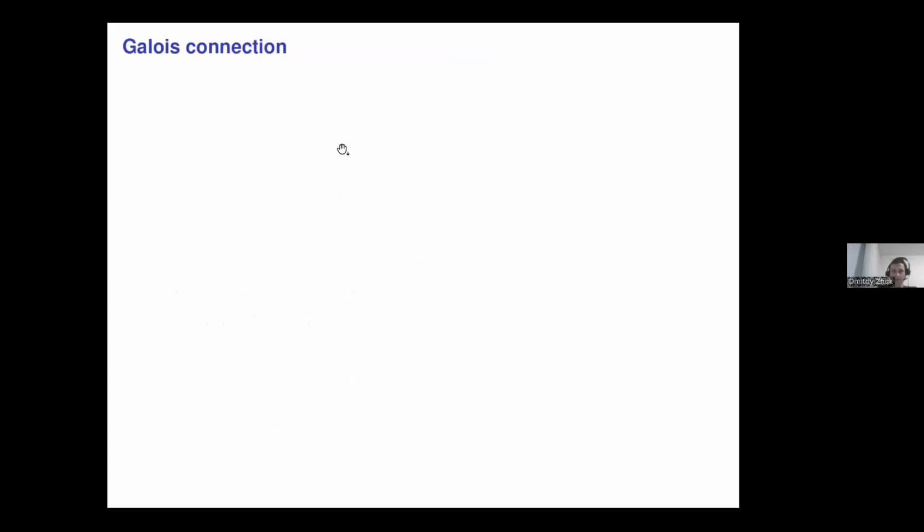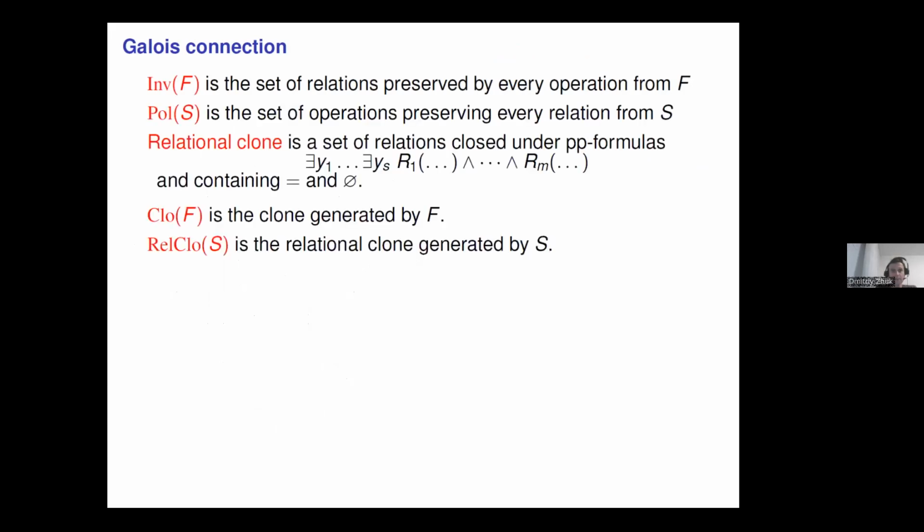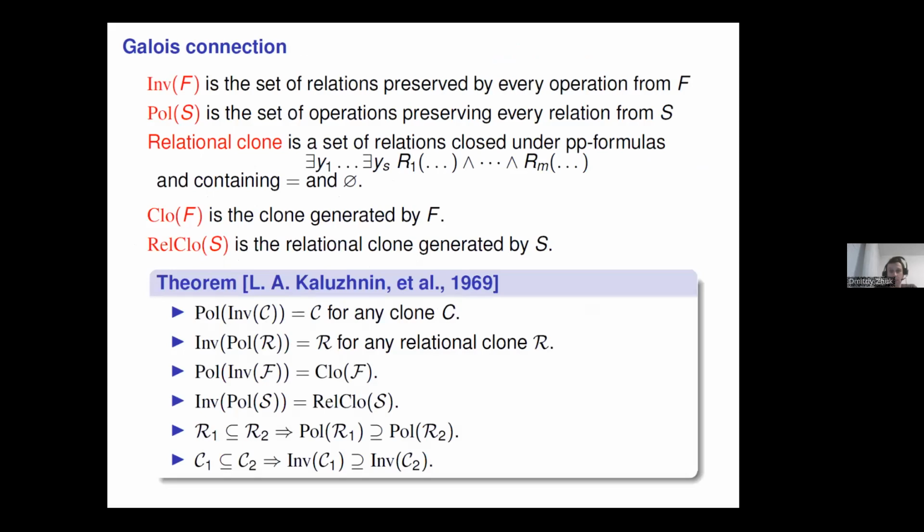So it's really wonderful. And of course, I have to mention the Galois connection. We can define these two operators Inv and Pol. And then we have a one-to-one correspondence, a very natural Galois connection between clones and relational clones. So we connected two fundamental objects, operations and relations. And this connection is really nice. We have composition, a natural closure on operations, and we have this closure operator on relations, which is also very nice and appears in computer science, for example, in CSP.